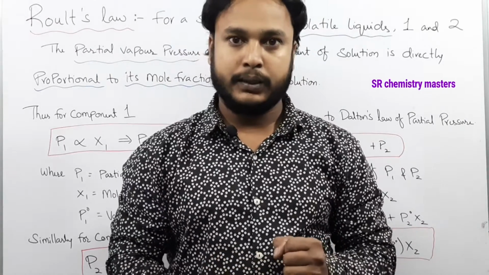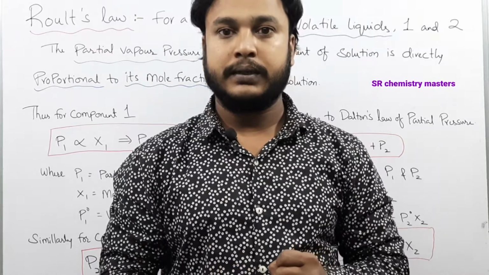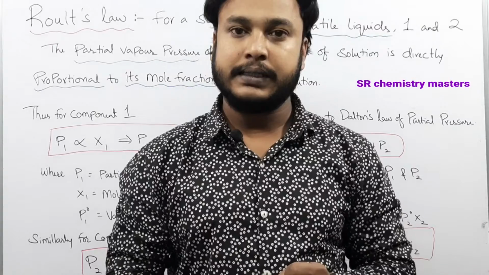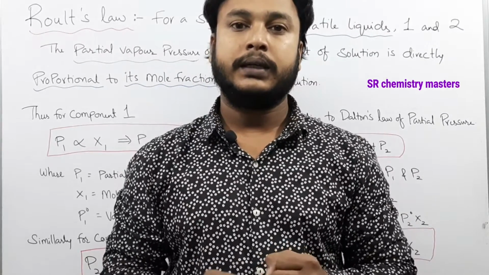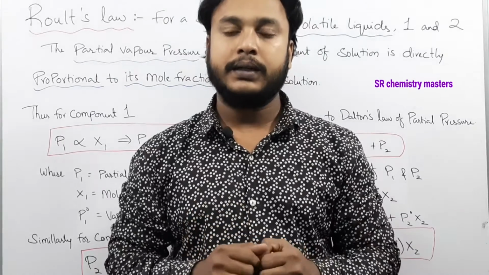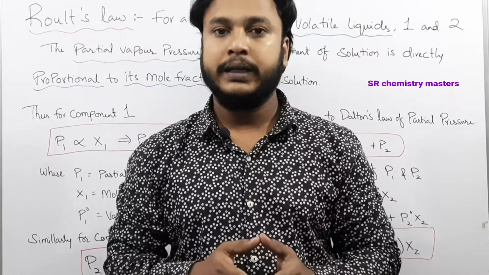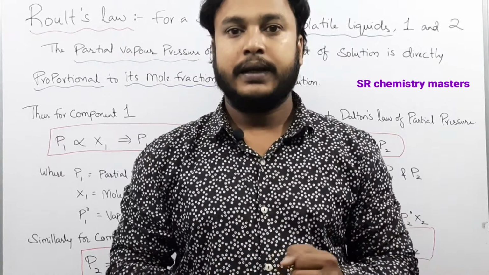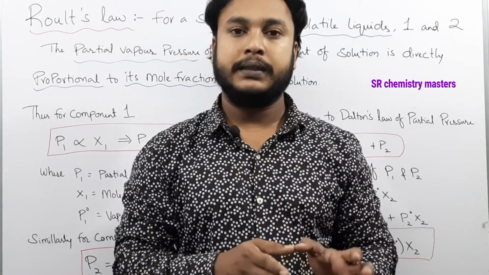We have taken two liquids, and you know that when two liquids are mixed together, it is considered a solution, and one of the liquids is considered the solute and the other the solvent. And you know that liquids get converted into vapors easily, and that vapor will exert pressure. Here the partial vapor pressure of each component of the solution is directly proportional to the mole fraction of that component present in the solution.